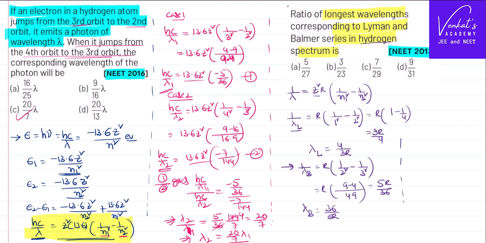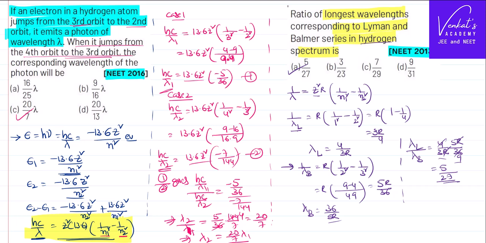You want the ratio of these two, lambda of Lyman by lambda of Balmer. That is 4 by 3R and 5R by 36. So it's going to be 4 nines are 36, R and R get cancelled, and 5 by 3 nines are 27. So the ratio is 5:27. That's how we solve this problem.